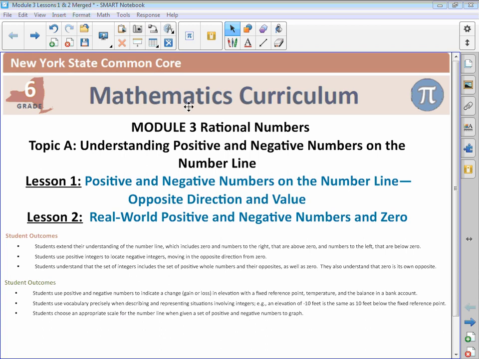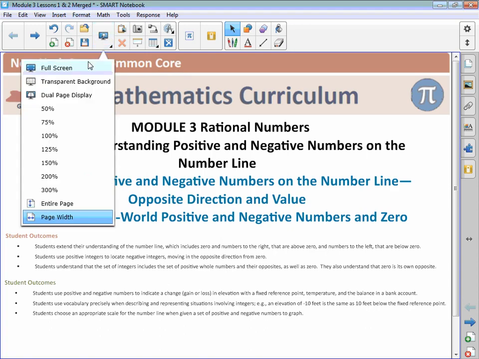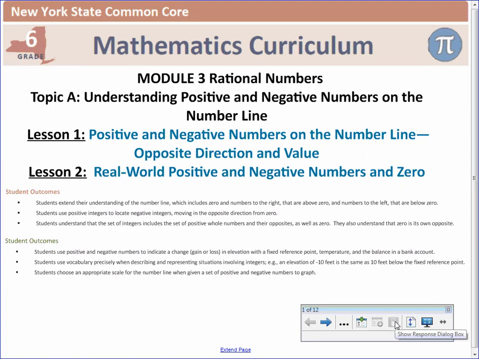Module 3 is rational numbers. I'm hoping most of this unit will be a solid review from elementary school. It's pretty straightforward, so we're going to go kind of quickly. If we need help along the way, we'll stop and do some extra help along the way, okay?